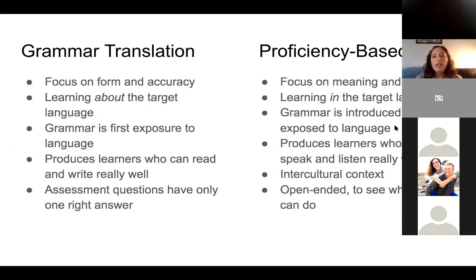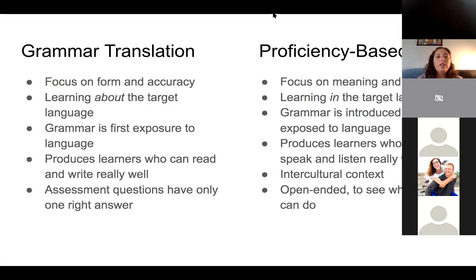Okay, there are 2 main camps of language teaching. Oops, sorry. My screen, hold on just a second. There we go. Okay.